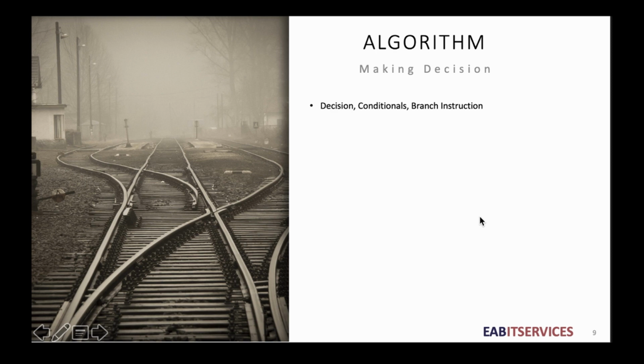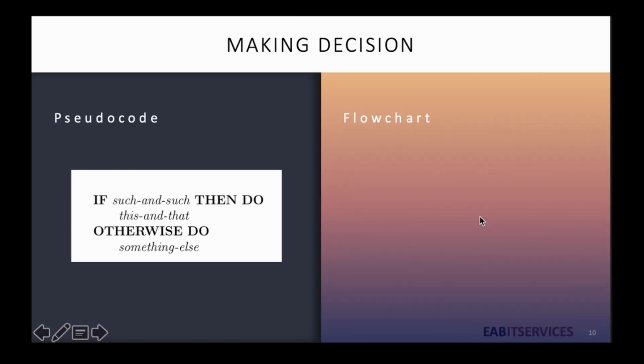Let's look at how you can represent this in pseudocode. In pseudocode, you will have it represented this way: if such and such, then do this and that. Otherwise, do something else. So I'm going to put my condition in there. If there is food at home, then stay and eat. Otherwise, go out and get the food.